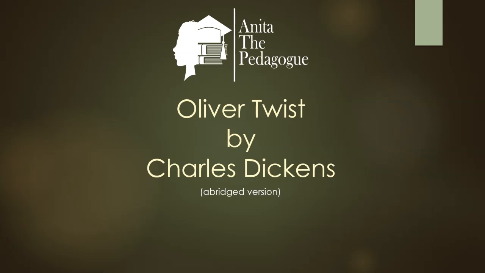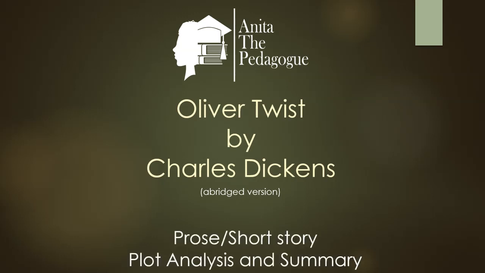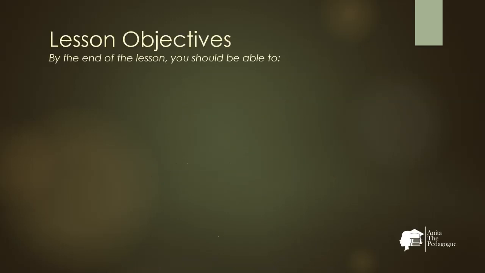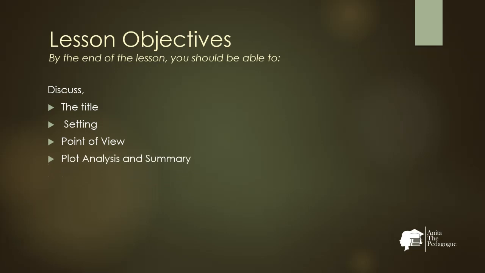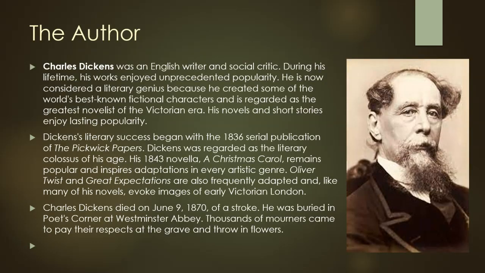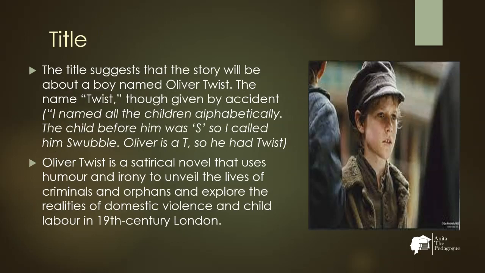Today we are looking at a prose analysis of Charles Dickens' Oliver Twist, the abridged version. So, we will look at the plot analysis and summary mainly. For our lesson objective, we will discuss the title, the setting, the point of view, the plot analysis, and summary. Let's move on at this point and look at the title.